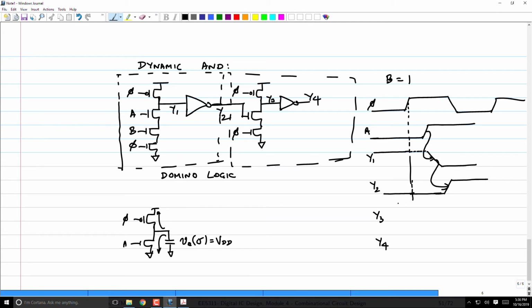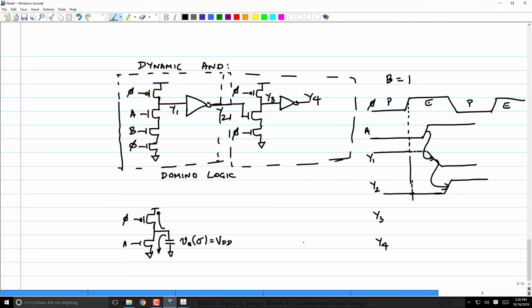Anyway, now let's plot Y3. Y3 in the pre-charge phase. This is pre-charge, evaluate, pre-charge, evaluate. In the pre-charge phase, Y3 is now going to be, yeah? Just look at Y3. This is Y3.